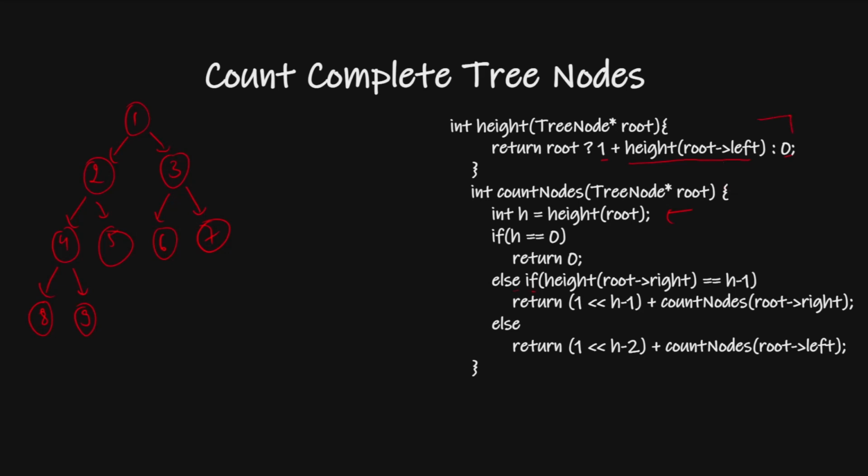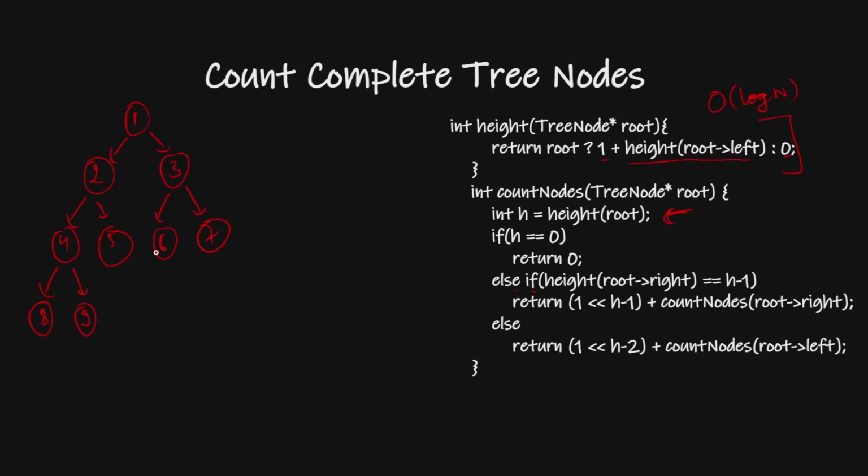So what will be the time and space complexity of this? The time complexity will be log of n, and the space complexity will also be log of n. Now what will be here? Once I find the height, if the root is null, then I will return 0. If my height of root is 0, then I will return 0. Otherwise, I will check if height of right is equal to h minus 1. If that is the case, what does it mean? That means my last node is in the right subtree.